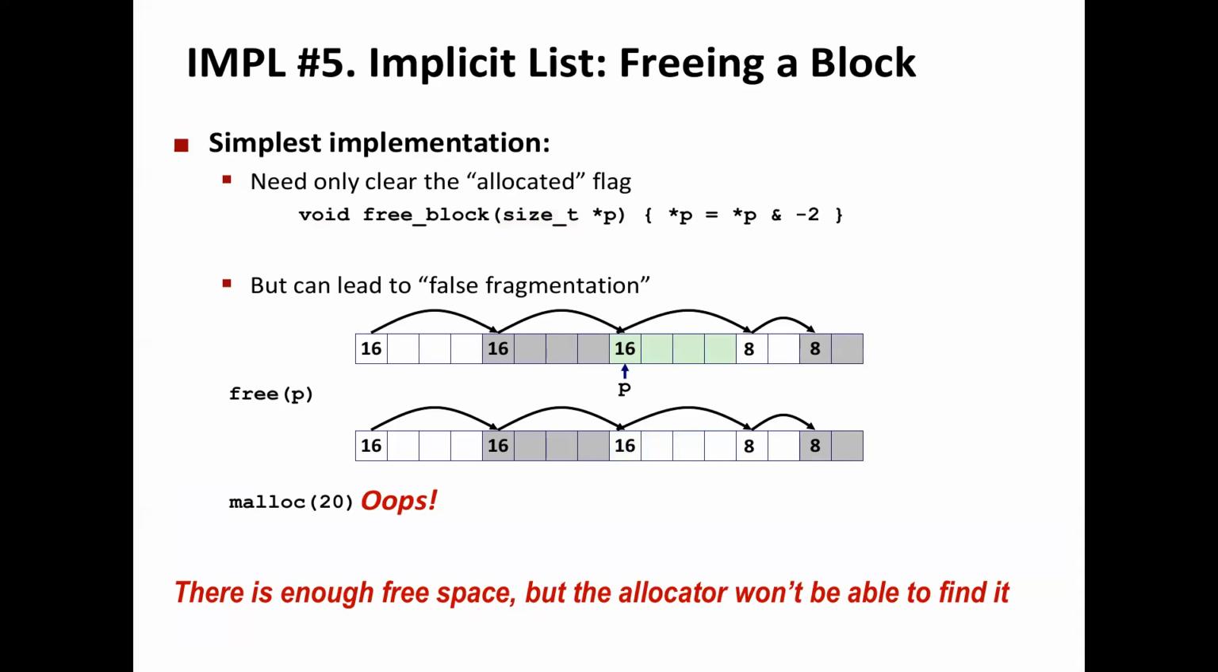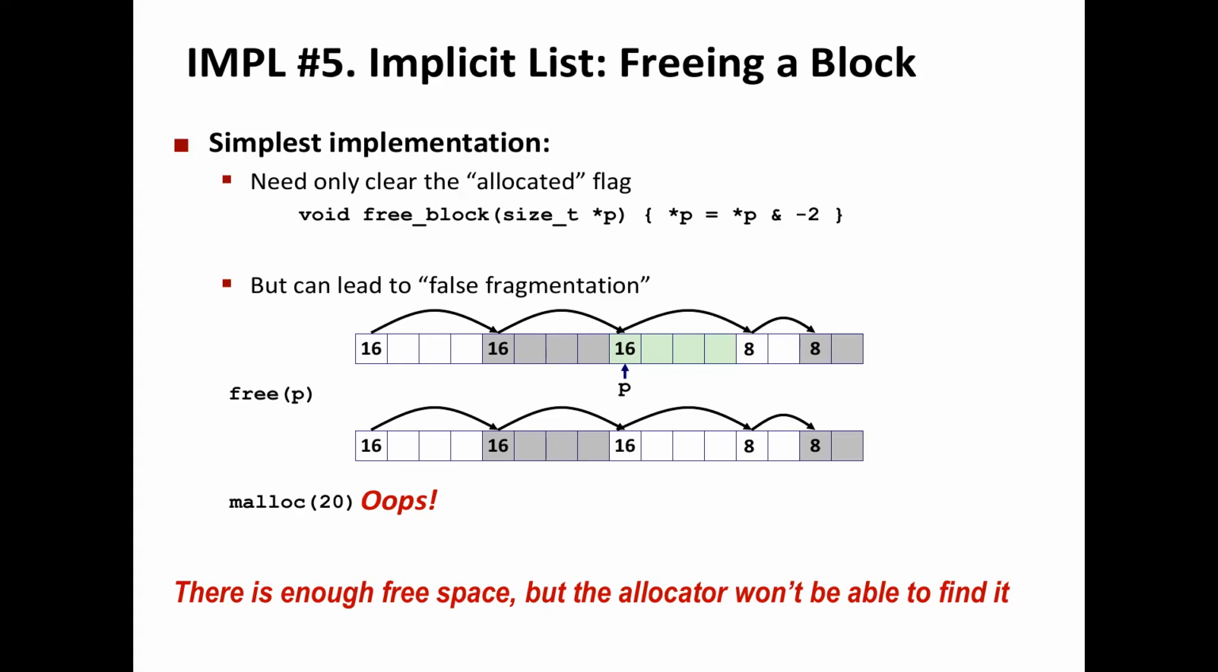So what is next? How do we free a block, right? So let's say we want to call this. The simplest way is we just go and clear the bit. So we're gonna say, okay, now this header is no longer allocated, right? So you're gonna change size and mask out this lowest bit.